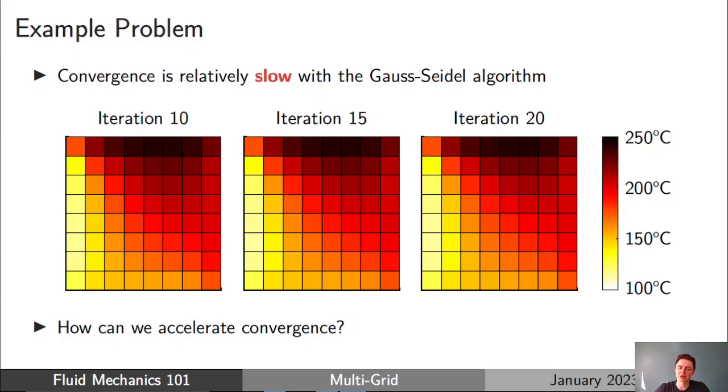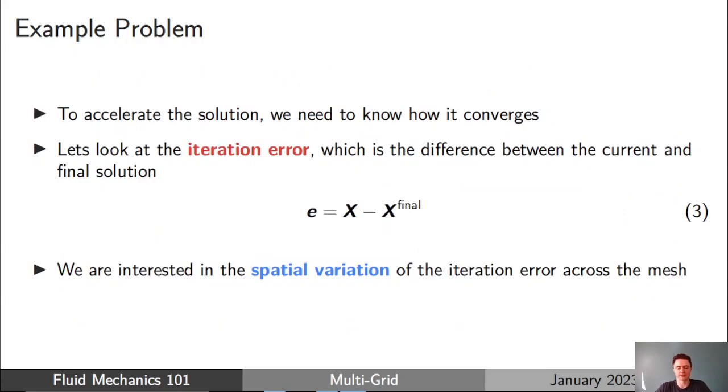So how can we accelerate the convergence of the Gauss-Seidel algorithm as it is? Now, in the previous talk I did on the Gauss-Seidel algorithm, I went through some specific changes you can make to that algorithm to improve its convergence slightly. But what we actually want is a significant improvement in the convergence of the algorithm, and that's what the multigrid method is going to give us.